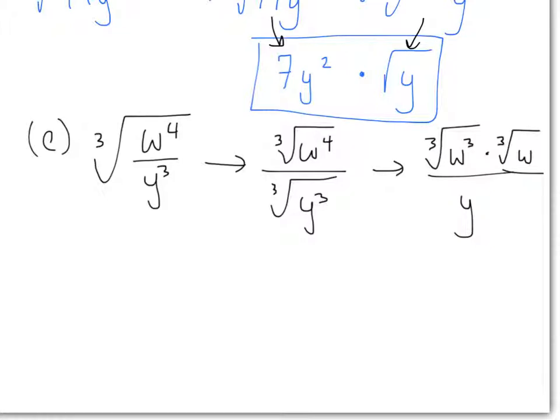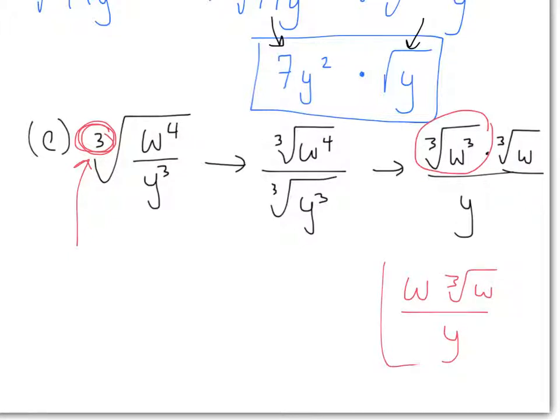Yeah, we have to look at this right here. Again, remember, this is the index. The key factor is the index. The index says we're looking for something that is multiplied by itself three times, and that can be reduced. So this here can now be reduced to just w. And then we have a cube root of w over y. Okay. Any questions about this part?